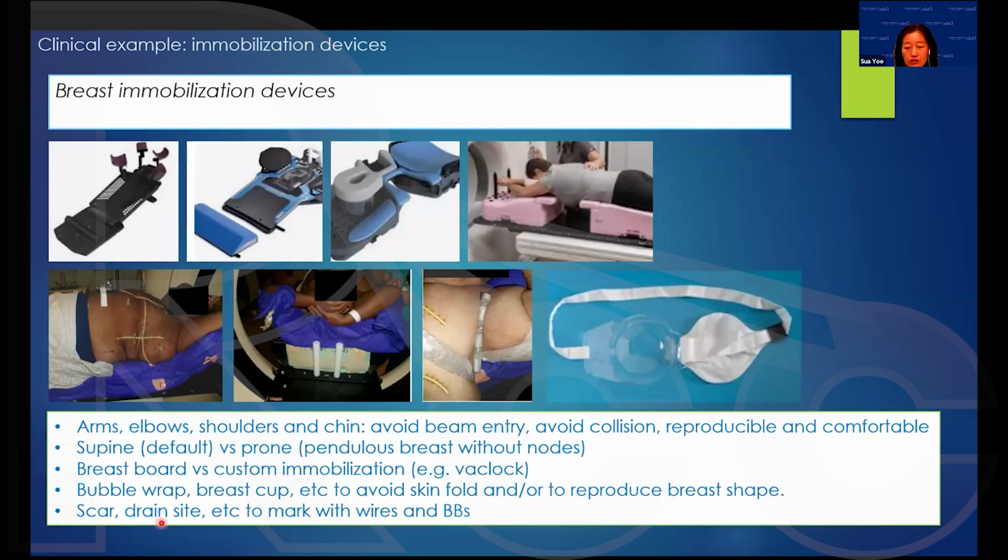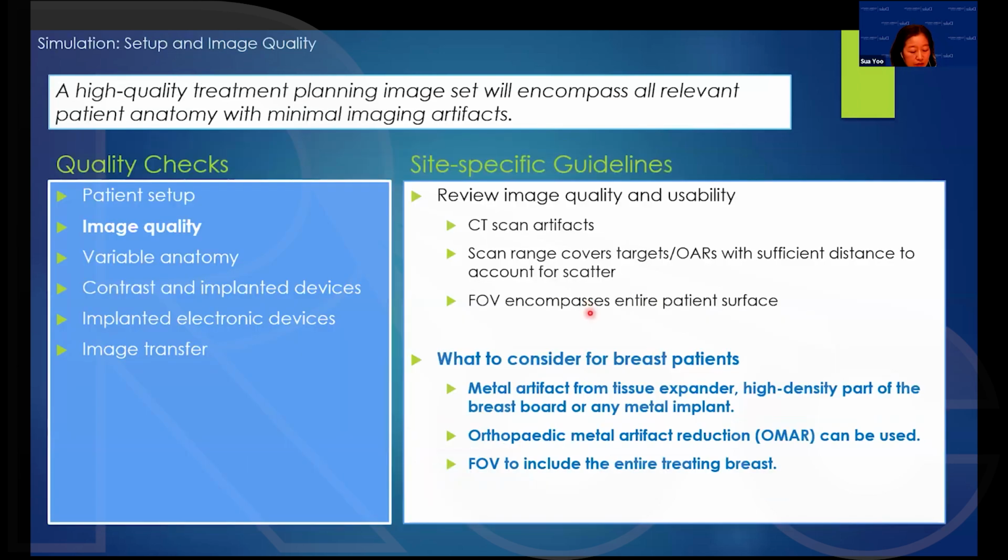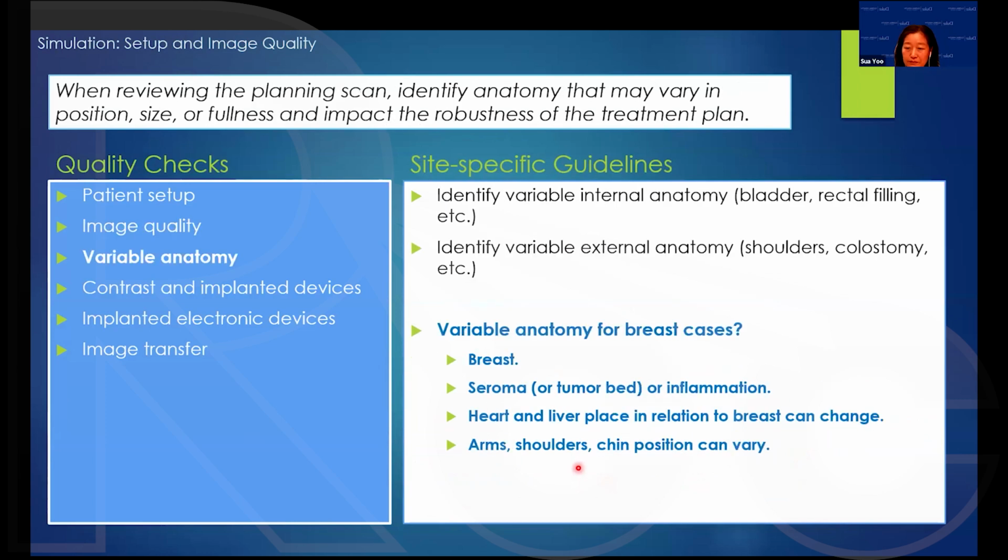Scar and drain sites should all be marked with wires. Image quality, what do we worry about for a breast patient? Metal artifact from a tissue expander, or maybe the shoulder, if there's a shoulder replacement, metal implant type of thing, we can use OMAR. And field of view is critical. The whole entire treating breast should be inside of the CT.